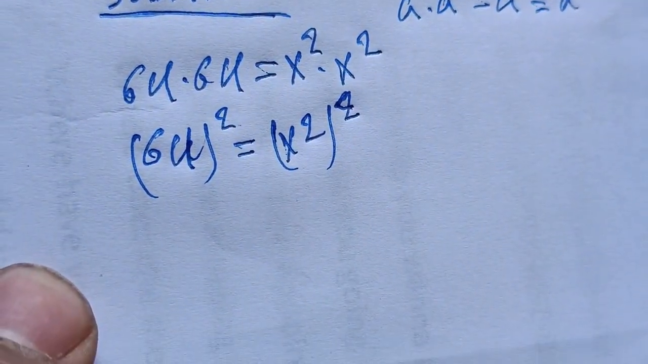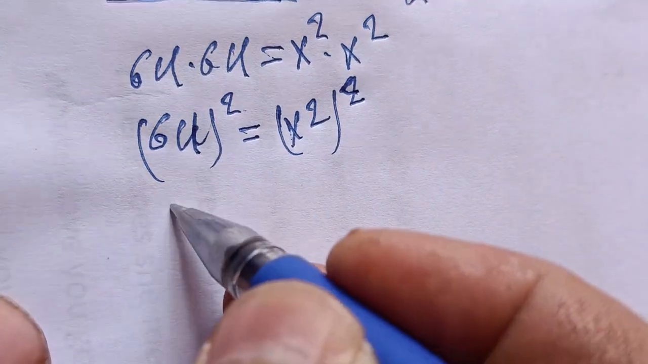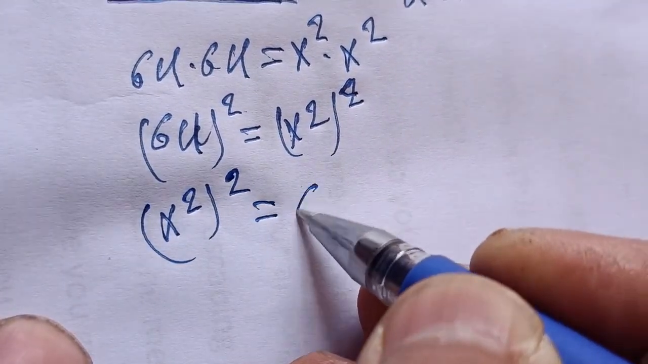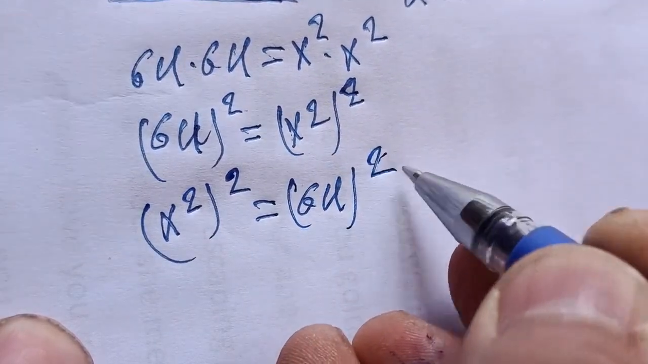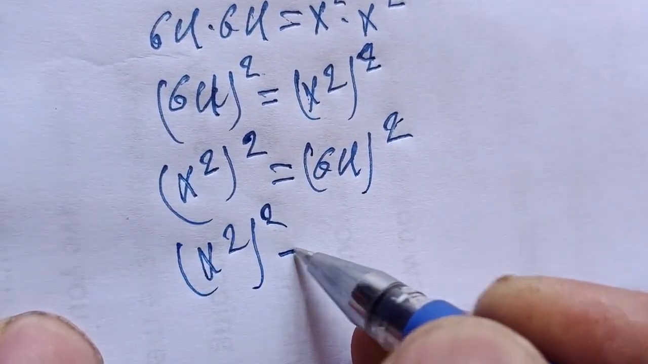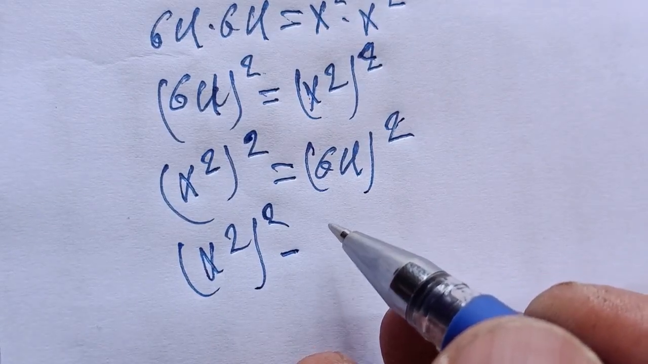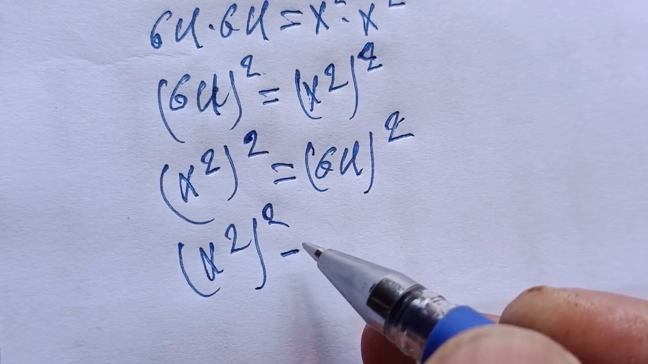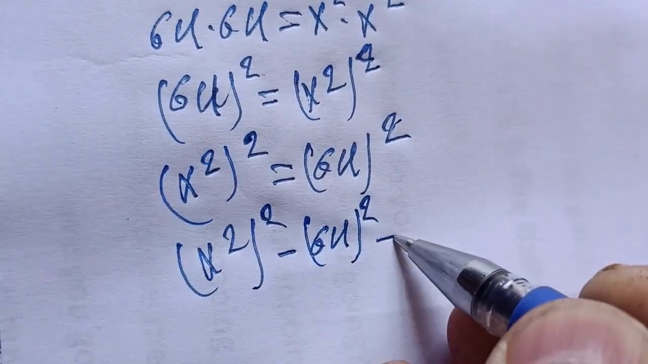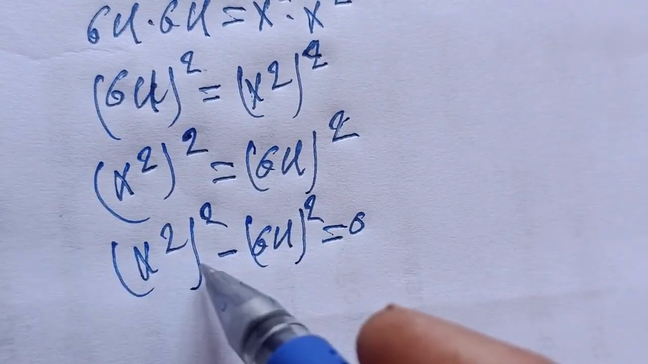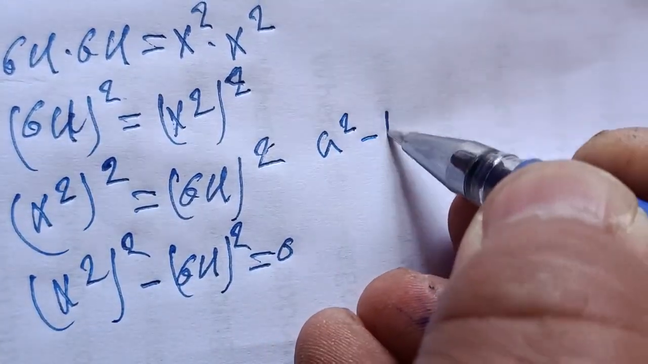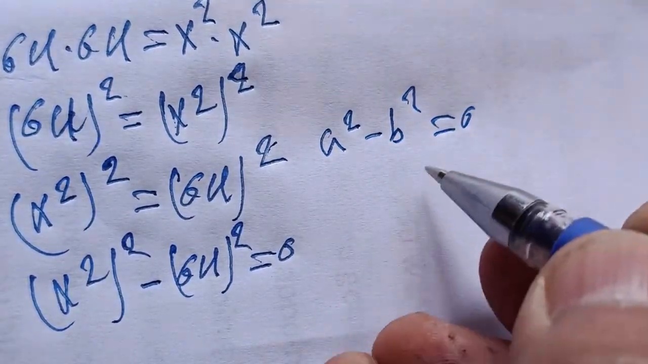We switch the two sides of the equation and nothing is changed. X squared squared equals 64 squared. Move 64 squared to this side of the equation; its sign changes. X squared squared minus 64 squared equals 0. This is the same as the formula a squared minus b squared equals 0.